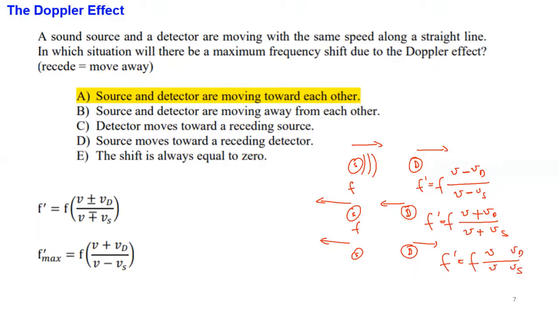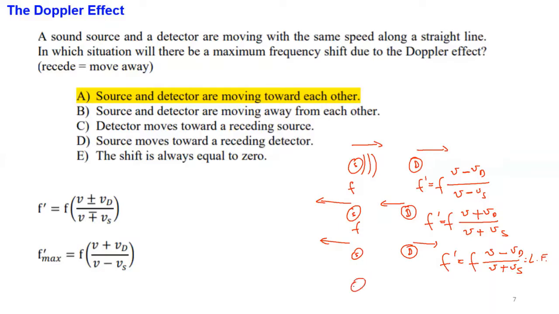What do you think here? Of course, if I fix it, this guy wants to go away, so here it will be a minus. This guy wants to move away also, so it will be, of course, a plus. And by the way, this is the lowest frequency. They are moving away from each other.